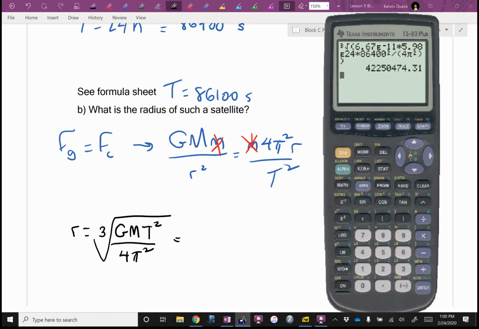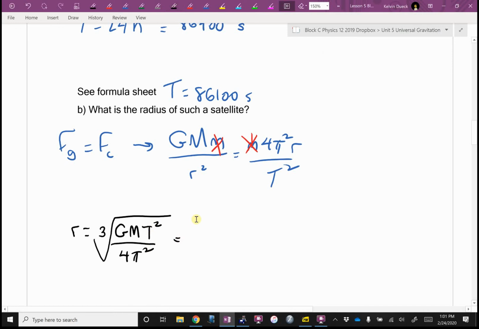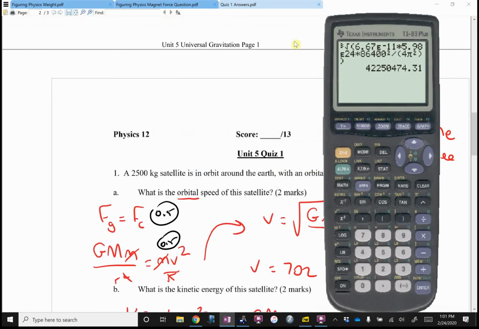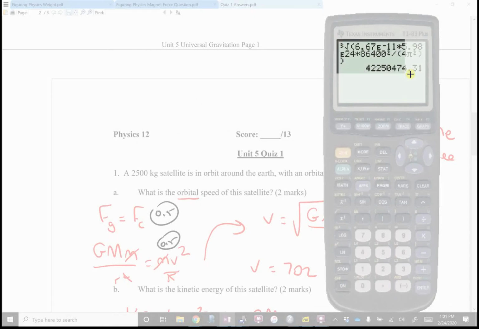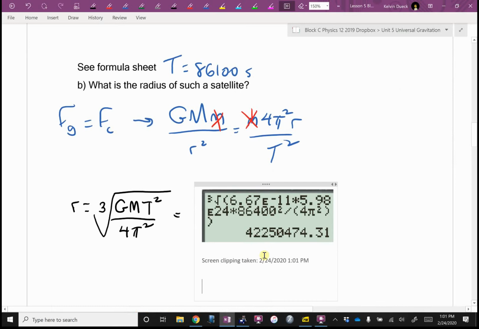Do you get 422,507,474? You get that? Hey, let's be clever and even do this, Mr. D. So I get 4.23 times 10 to the 1, 2, 3, 4, 5, 6, 7 meters.